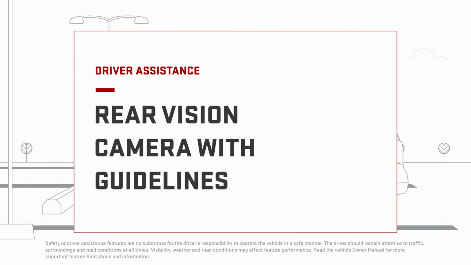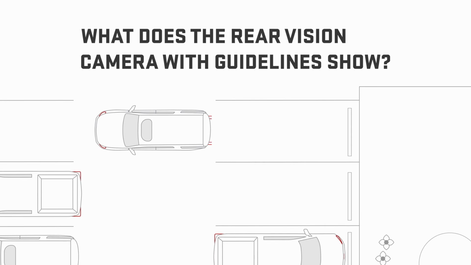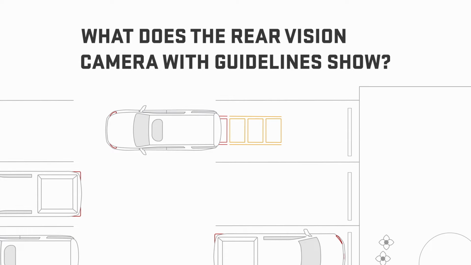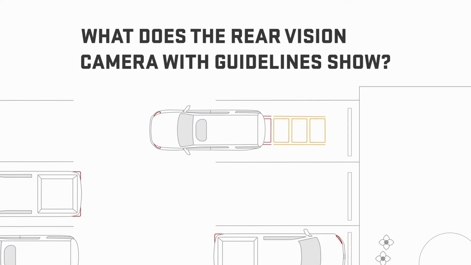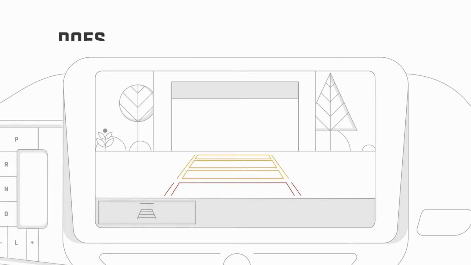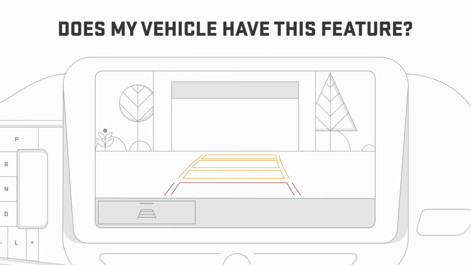When you're parking or making slow maneuvers in reverse, it helps to have a view of what's behind your vehicle. Your rear vision camera with guidelines can show what's behind your vehicle and displays an overlay to help you understand the vehicle's path. When you shift into reverse, your center display will show an image like this.